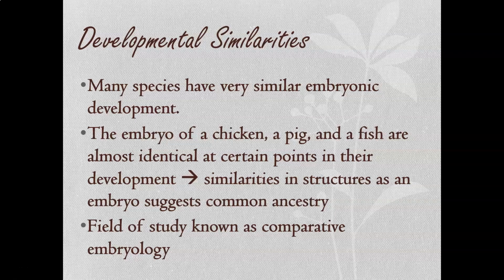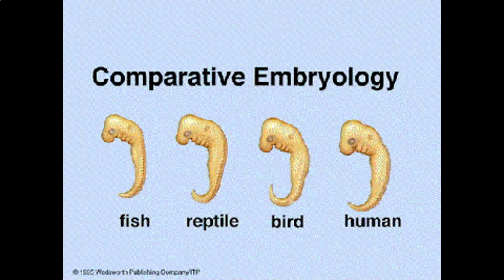I'll show you a picture in a second of this comparative embryology study between chickens, pigs, and fish. And at one point or another, they all have very similar embryonic components and embryonic structures to them. And we can throw humans in here as well. So while we are in that embryonic stage, we all have tails. Some of us lose it. Ours eventually kind of shortens up and becomes our tailbone. Some of us keep it.